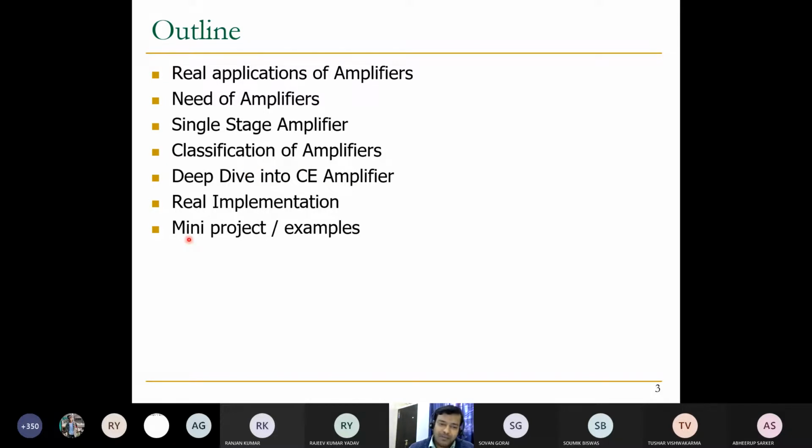So the last one is a mini project. I'll explain what you have to do, but you have to do it. No need to submit it to me. So if you are interested, you can do it. If you have any issue, definitely, I'm always active over phone call or email. Send me an email if you are facing any issues.